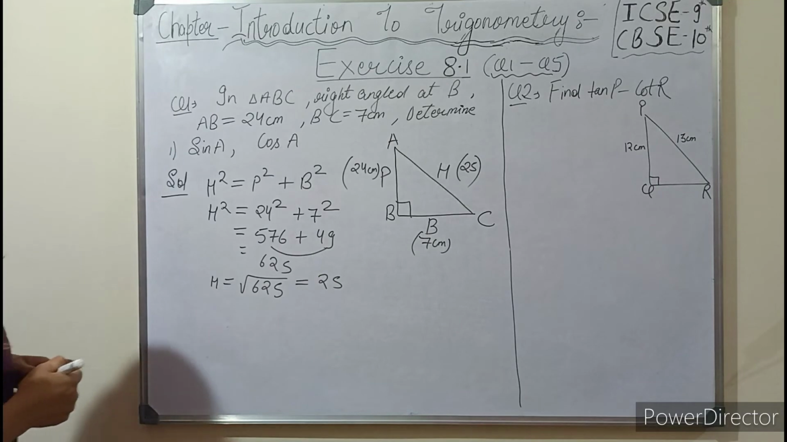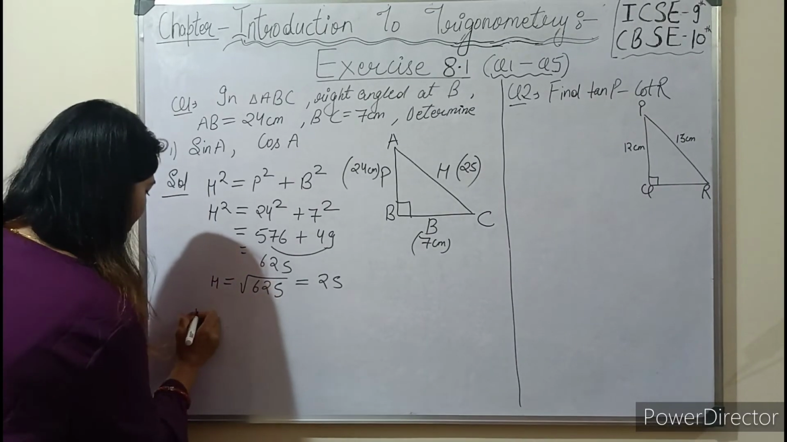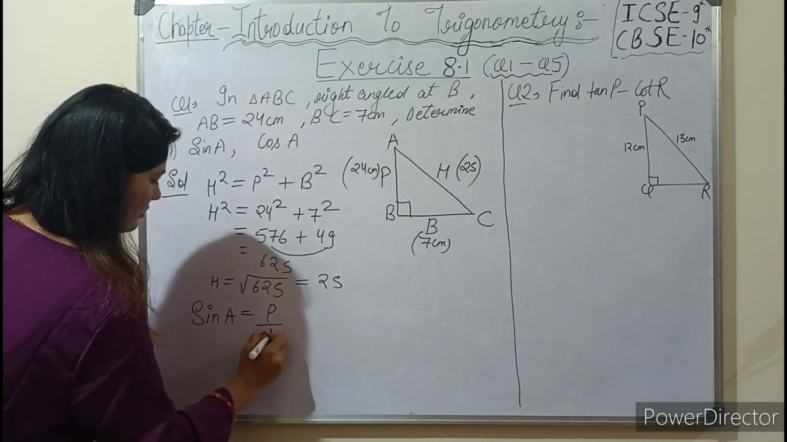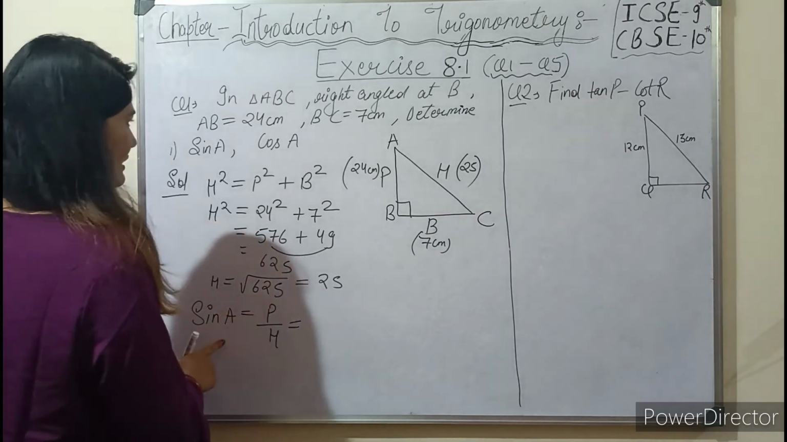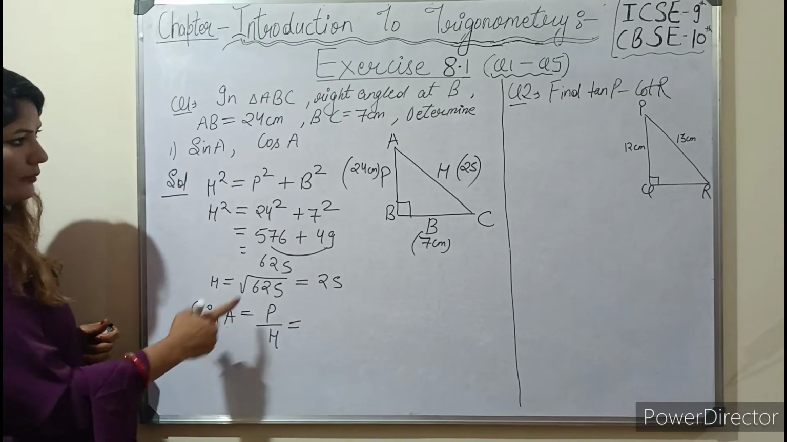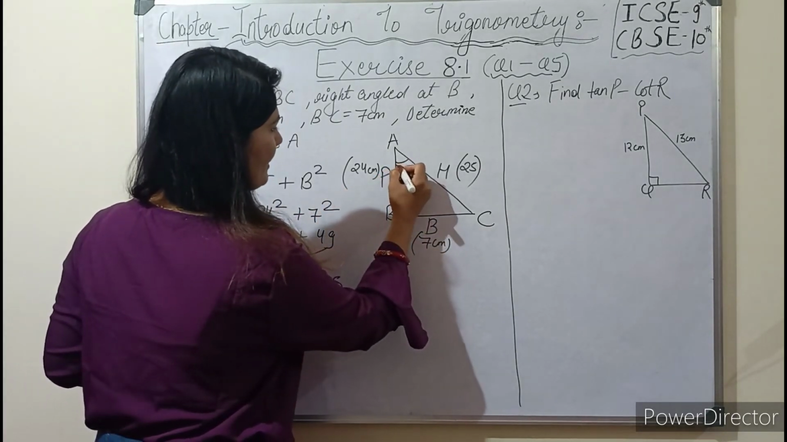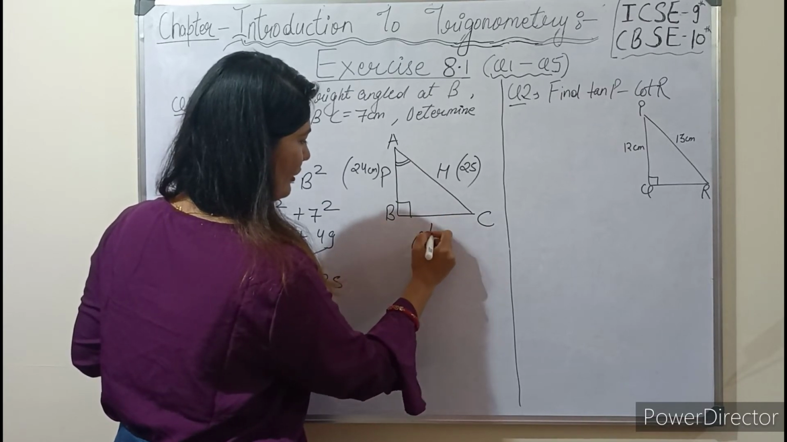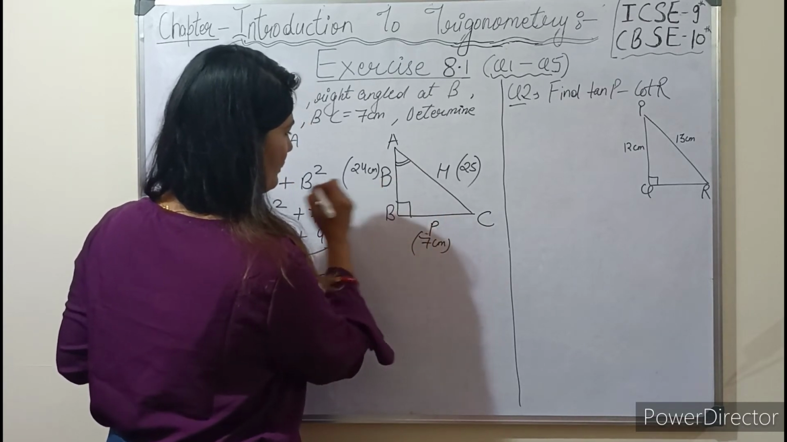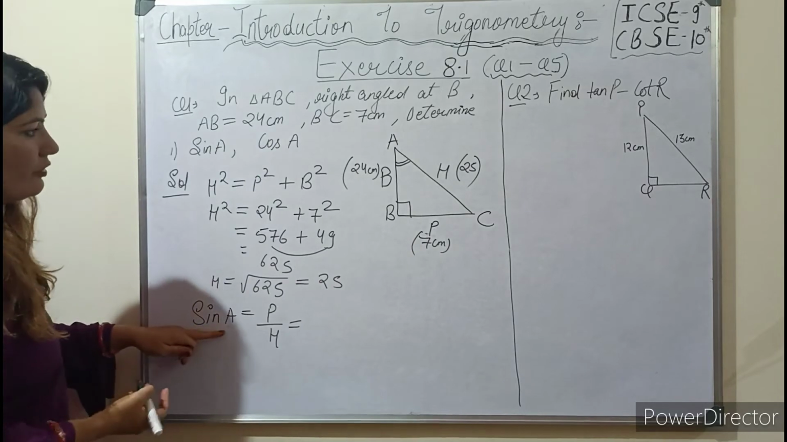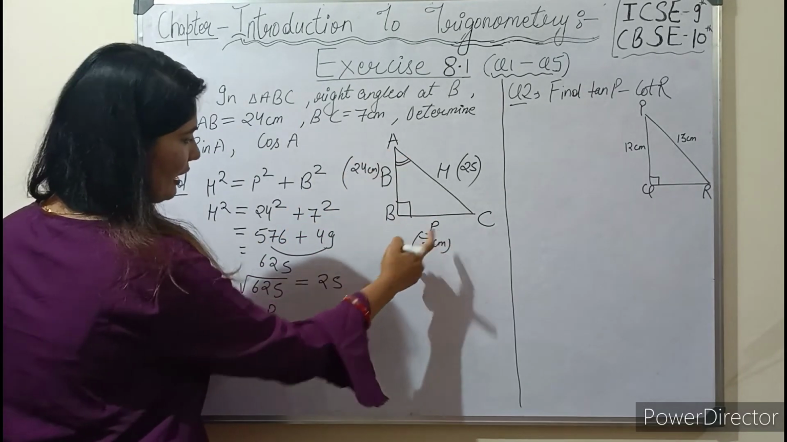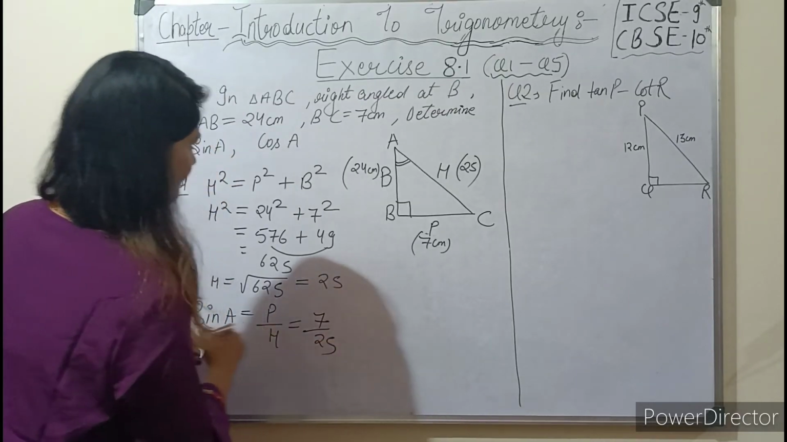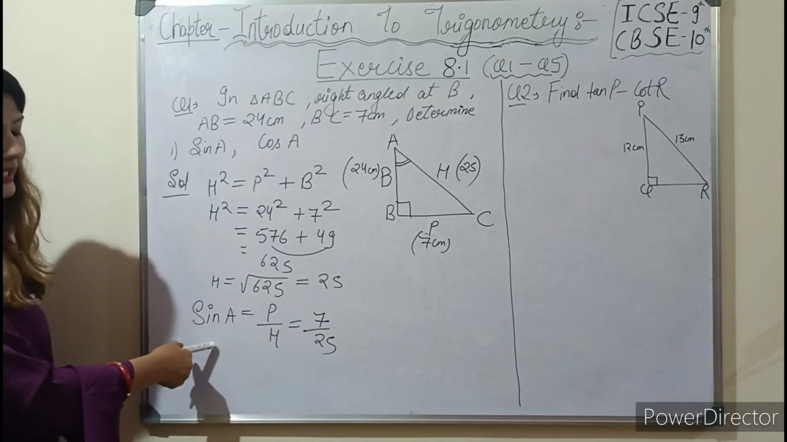So here first of all the value is sine A. So the value of sine A is P by H. Now in this case the angle is given to you A. So for the given angle A, the opposite side is always considered as a perpendicular and this is the base. So here for the given angle A, the value of P is 7 divided by 25. This is the value of sine A.